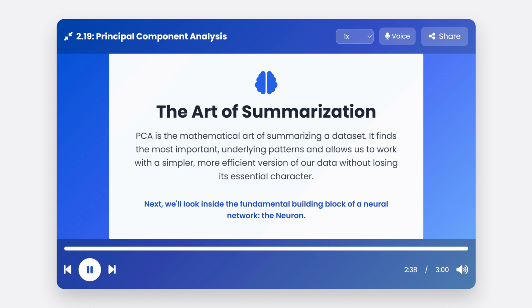So, principal component analysis is the mathematical art of intelligent data compression. It uses the power of eigenvectors to find the hidden structure in your data and summarize it in a much more efficient way. In our next lesson, we will shift our focus to the building blocks of neural networks themselves, and look at the math of a single neuron.